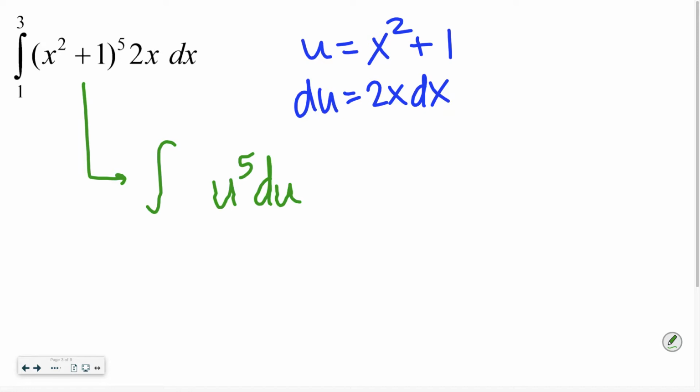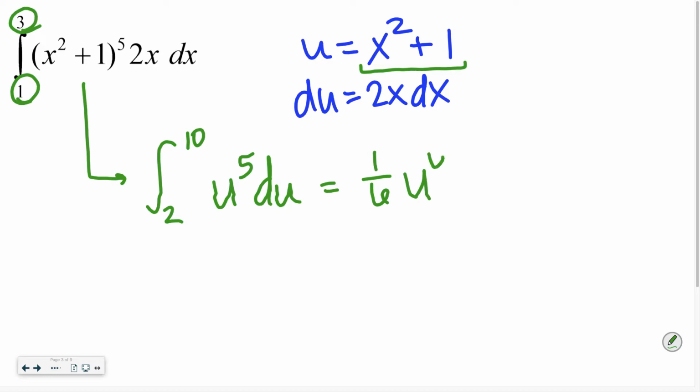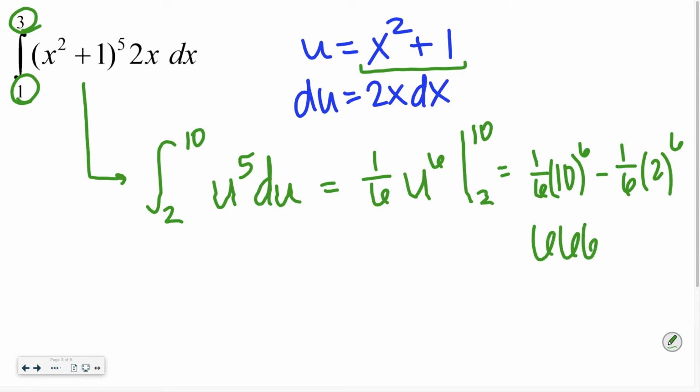Okay? So if x is 1, punch that into here. What would u equal when x is 1? 2. So now my limit of integration is 2. Okay. When x is 3, we punch that into here. What would u equal? Those numbers are sounding familiar, right? From before. So now what we have is 1/6 u to the 6th evaluated from 2 to 10. So 1/6 10 to the 6th minus 1/6 2 to the 6th, or 166,600.